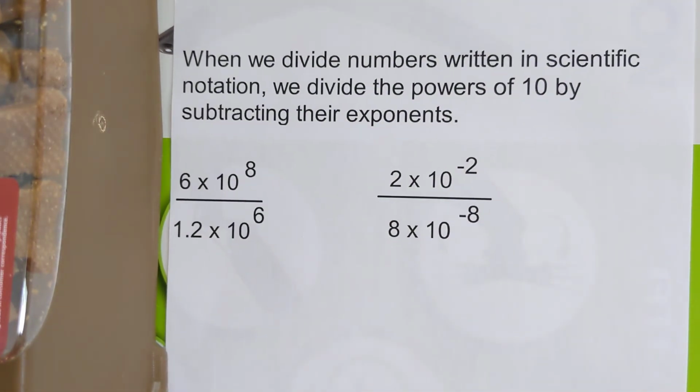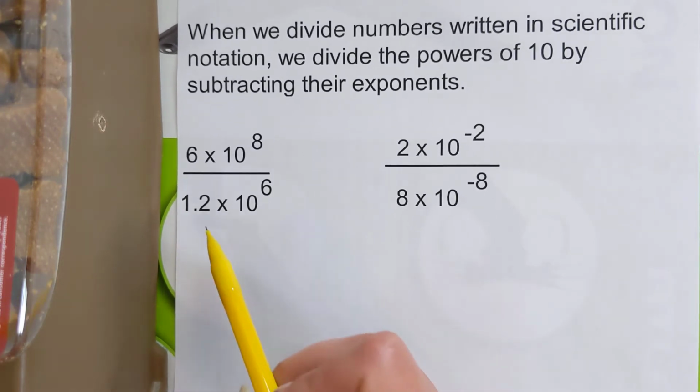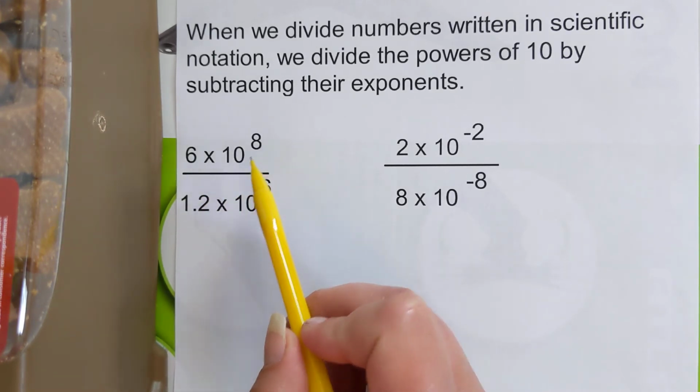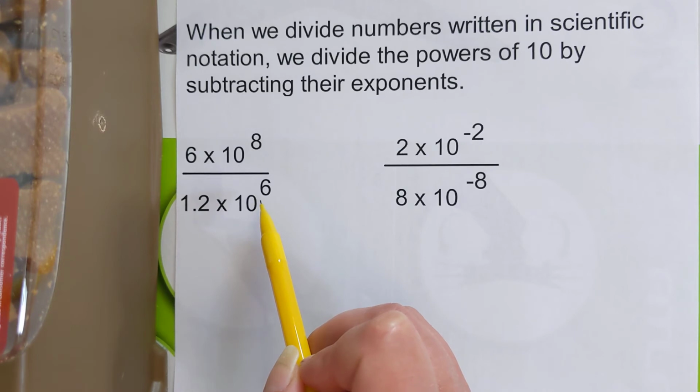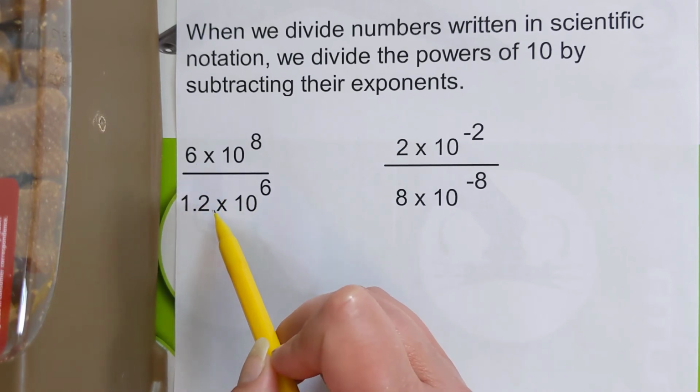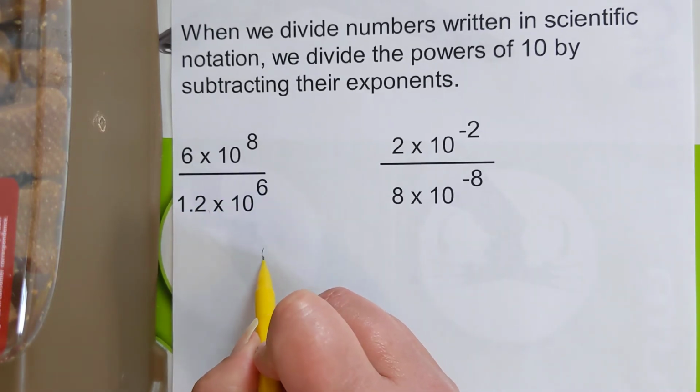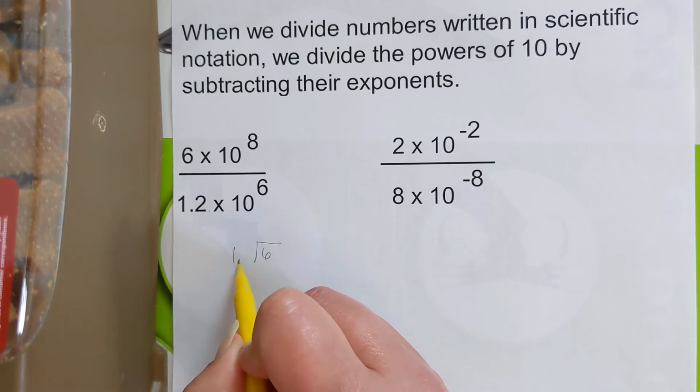Okay, these may be some more practical problems that you might see on your sets. So it says when we divide numbers written in scientific notation, we divide the powers of 10 by subtracting their exponents. Okay, and we are going to write these answers in scientific notation. So let's look at this first one. 6 times 10 to the 8th divided by 1.2 times 10 to the 6th. So I'm going to do number by number. So 6 divided by 1.2.